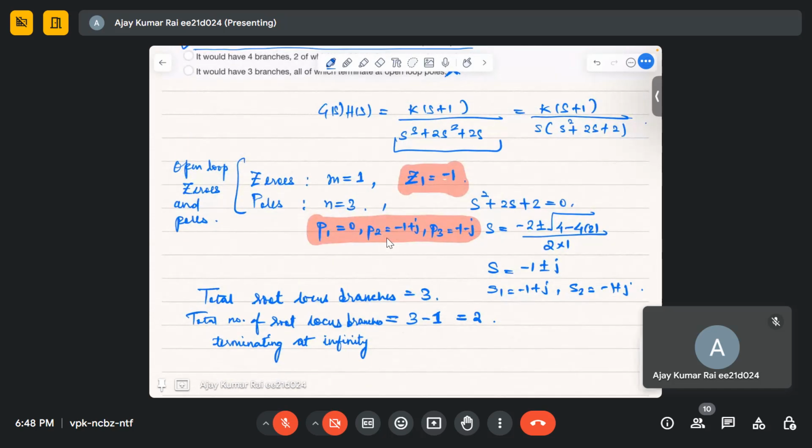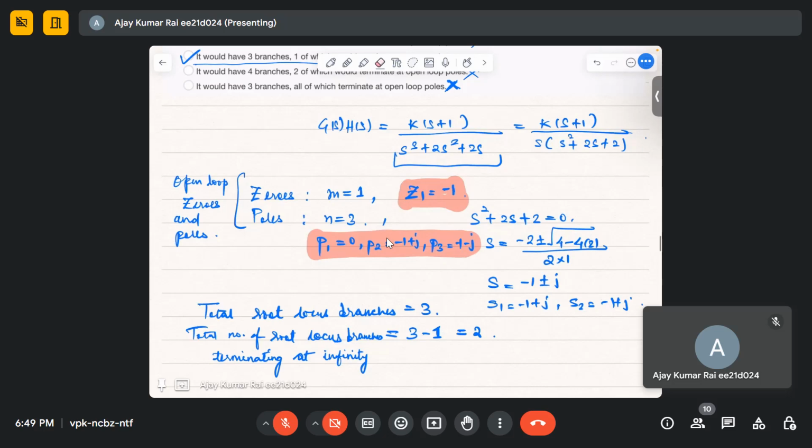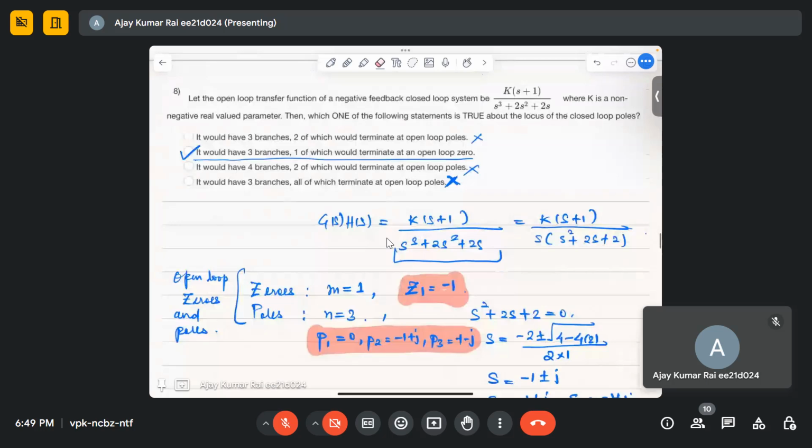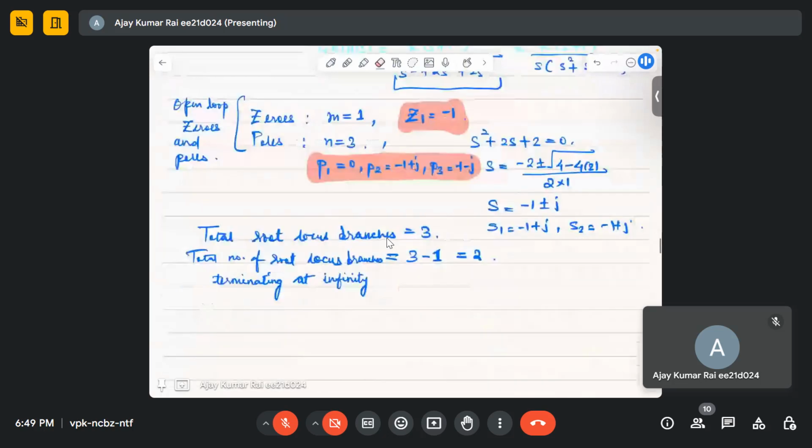Okay, so we have 1 zero and 3 poles. Okay, and we'll be having 3 total number of root locus branches. Out of them, one will be terminating at open loop 0, which is at s equal to -1, and the rest of them, that is 3 minus 1, which is 2, will be going to infinity. Okay, so any doubt in this question? We'll make the root locus, then it will be more clear. Okay, so let me do the other question.